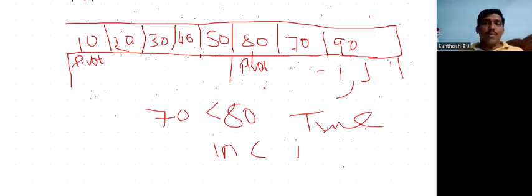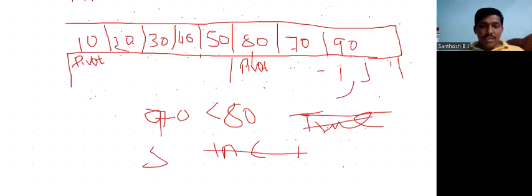Yes, I and J are in the same place. Once again, 90 compared with 90. Is 90 less than 80? No, the condition is false. This is not true. The condition is false, so stop incrementing I. If the condition is false, stop incrementing I.